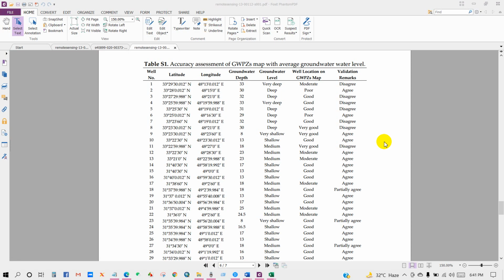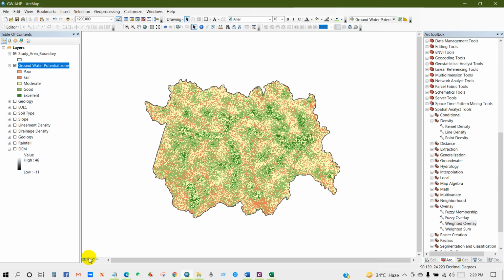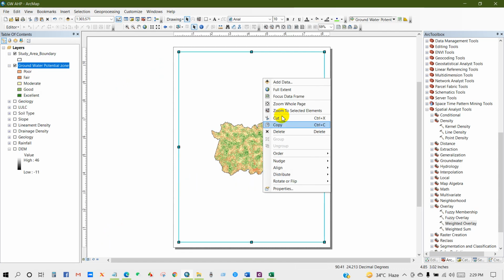To validate the potentiality of the groundwater, the present status of several dug wells you can consider as a proxy of groundwater availability. You can use this technique for many similar studies.